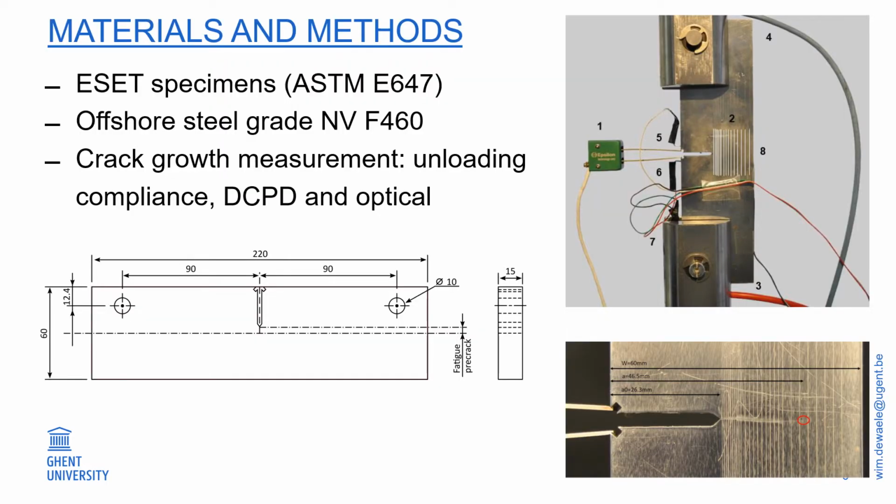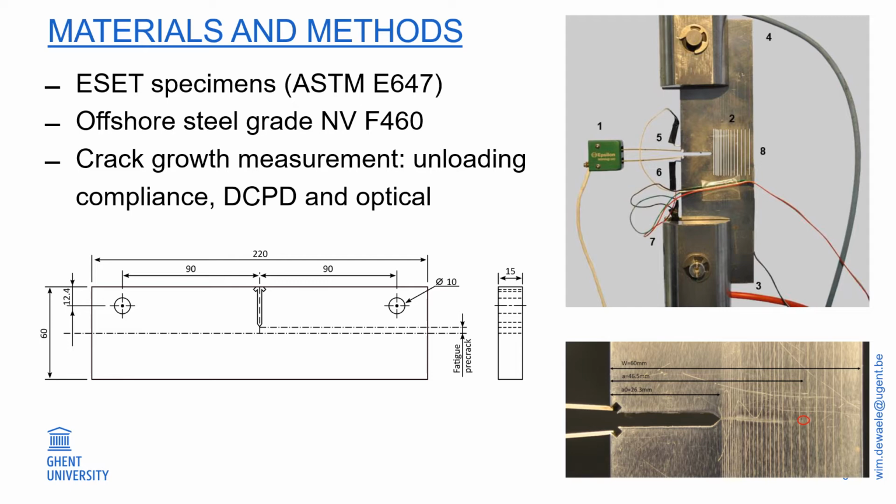Let me focus first on the experimental study. This slide shows the materials and methods that have been used. We selected an offshore steel grade and manufactured some standardized fracture toughness specimens. We selected the ESET configuration, eccentrically loaded single edge tension specimen, according to the ASTM standard.